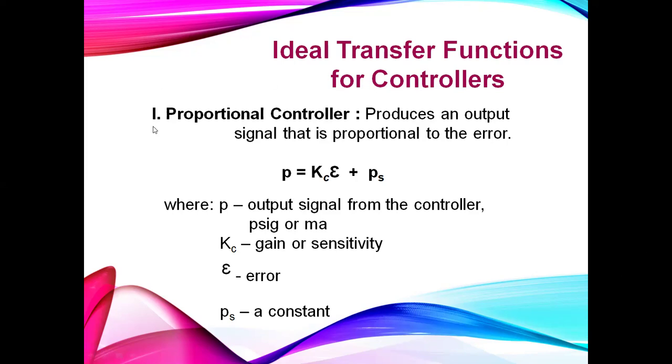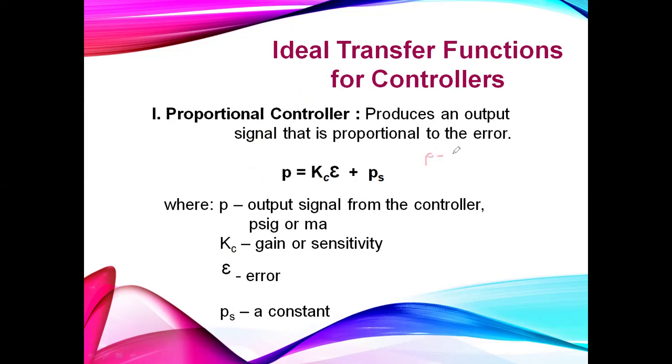Now we'll go to the simplest one, and this is the first one that was made, I think. So we have the proportional controller. In the case of this controller, it produces an output signal that is proportional to the error. So if you have a big error, the output will also be big. It acts proportionally to the error. And this is the case of that one. If you're wondering where this came from, it actually came from this.